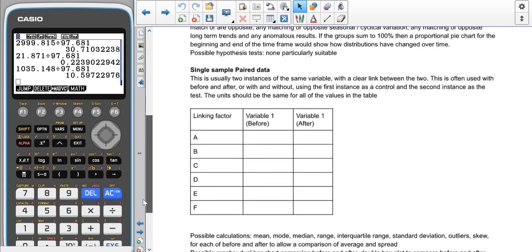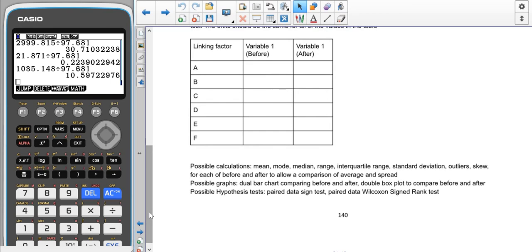So we could have two single samples of data, okay, something like this where we have a before and after. We could find the mean, mode, median, range, interquartile range, standard deviation, outlier, skew, so that we can compare the average and spread before and after. We could draw a dual bar chart. We could do two box plots to compare them with each other. And in terms of hypothesis test, this would be ideal for something like a sign test or a Wilcoxon signed rank test, because we have the same variable here.